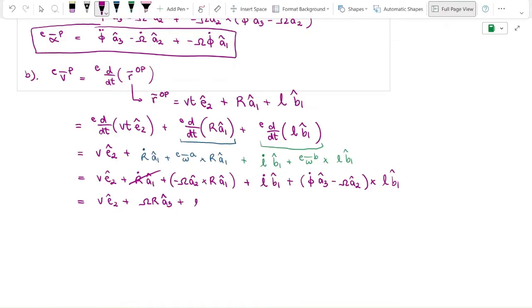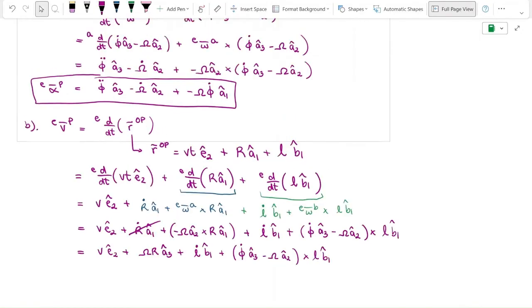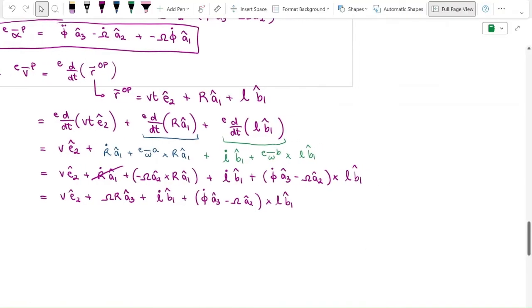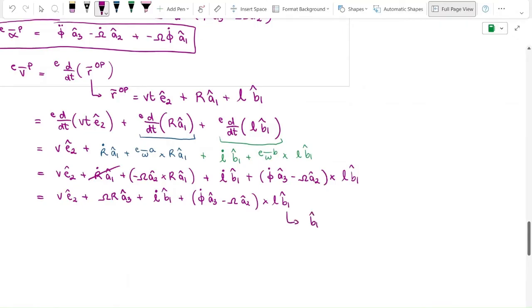So now we get plus L dot B1 hat plus, and this is where things get fun because we're like, oh no, these are in A frame unit vectors. How can we cross this with a B vector? Well, we get to do our vector projection now because we need to convert everything into the same frame. I'm going to convert the B unit vector into the A unit vectors because it's easier than converting two A unit vectors into a B unit vector. So how do I write this in terms of A frame unit vectors?